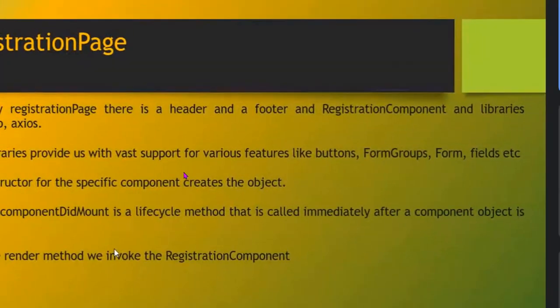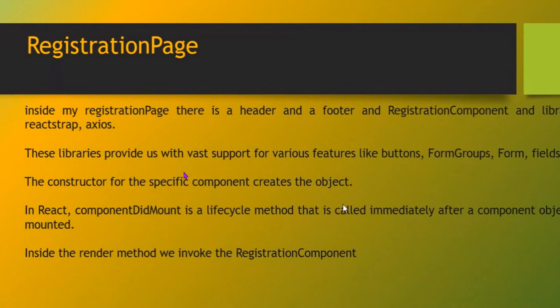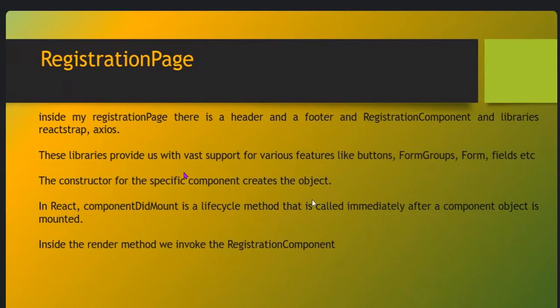Yeah, please go ahead. So after the constructor creates the object for that specific component, what happens is the componentDidMount lifecycle method is called, and then we have the render method. Inside the render method, we invoke the component's registration. In our case, we are invoking the registration component.